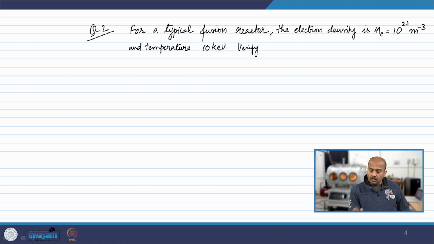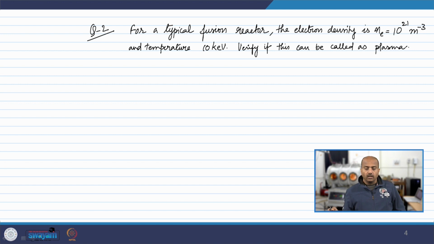Verify if this can be called plasma, right. So, for a typical fusion reactor, the electron densities are of the order of 10 to the power of 21 per meter cube, and the temperature is 10 keV, right.